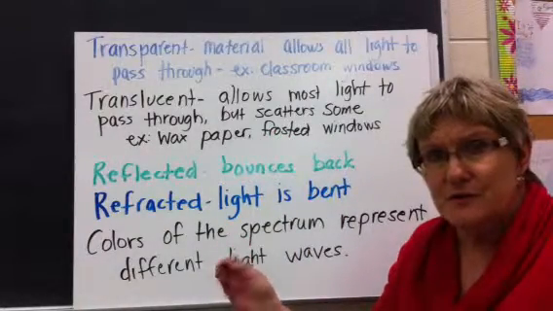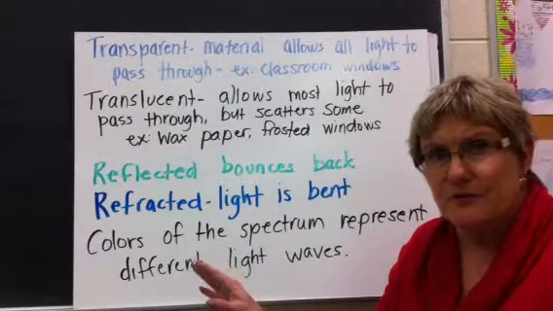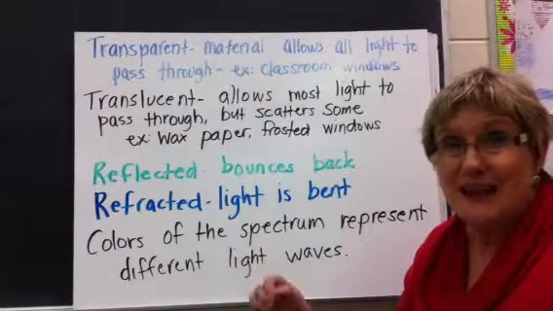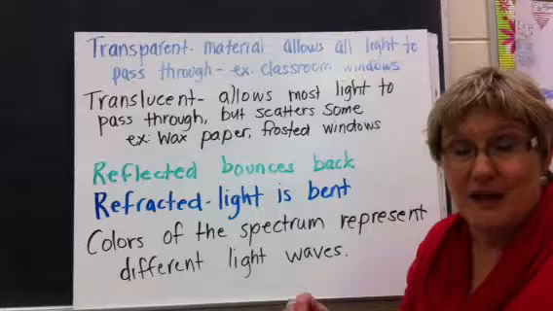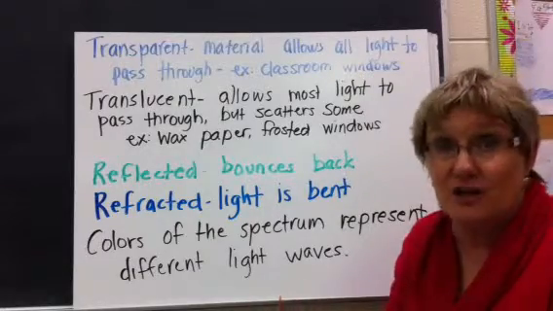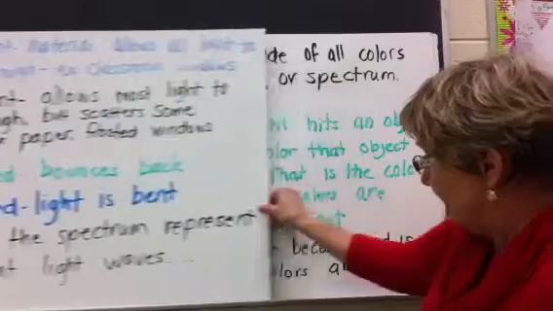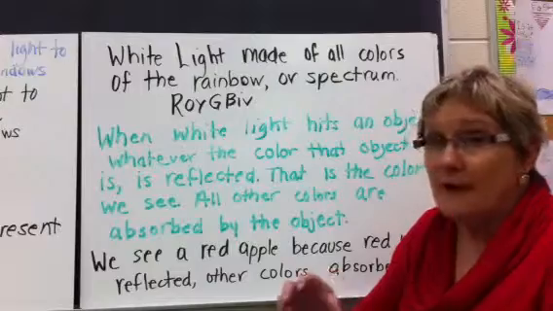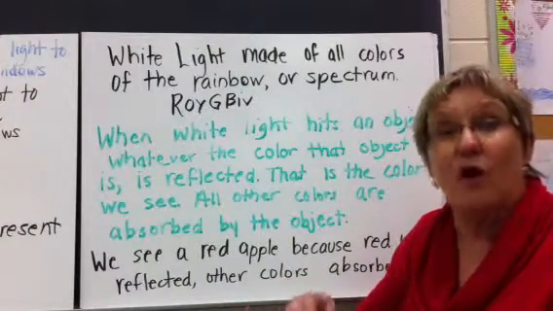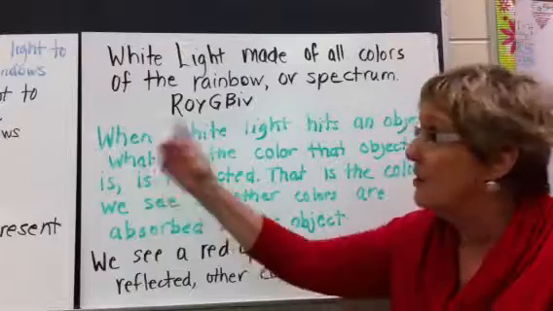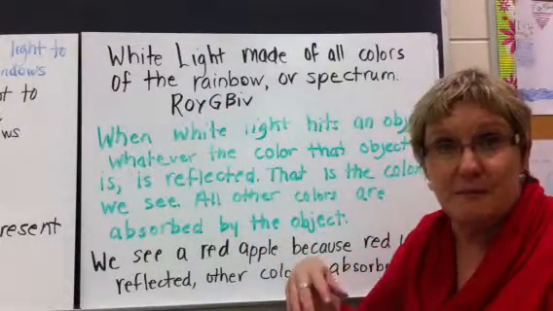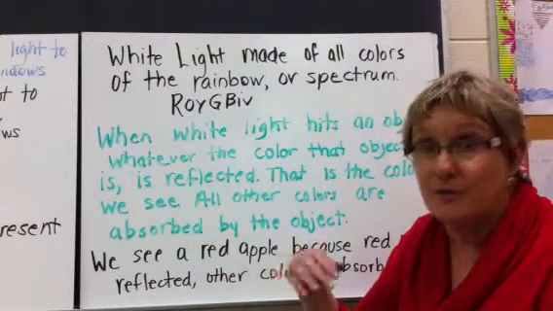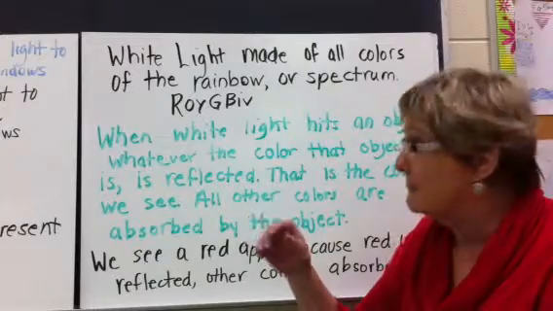Also, as we move into white light, first let me make sure you understand that all of the colors of the spectrum represent different light waves. Different light waves are represented in color. White light is made up of all the colors of the spectrum, or all the colors of the rainbow. And I put up here Roy G. Biv. Easy way to remember: red, orange, yellow, green, blue, indigo, violet. It'll come in handy for you through the remainder of your science classes.